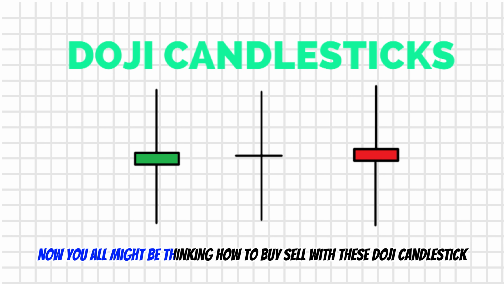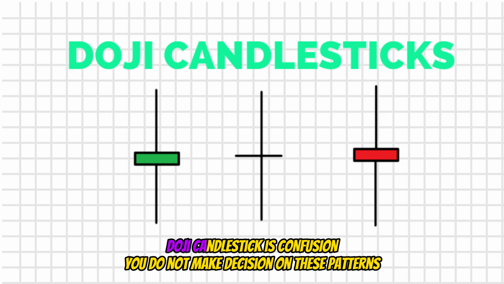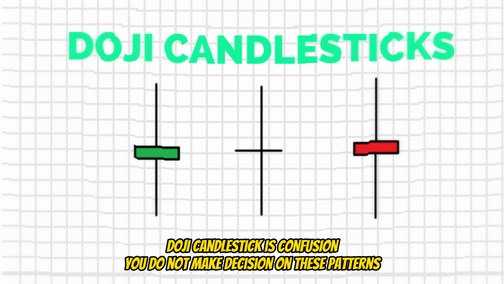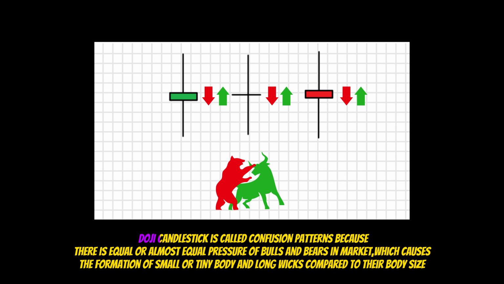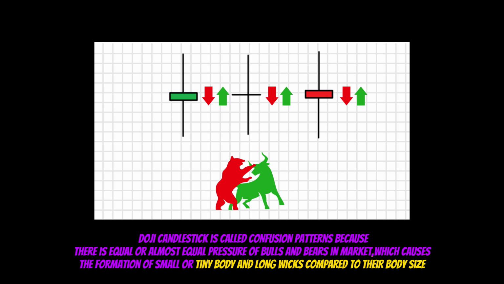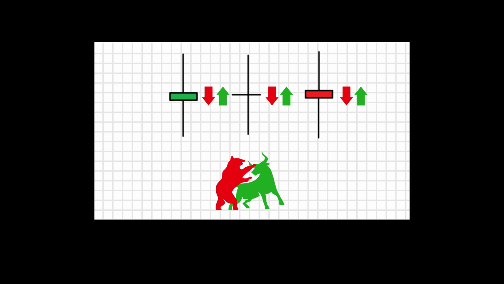Now, you all might be thinking how to buy or sell with these Doji candlesticks. Doji candlestick is confusion. You do not make decisions on these patterns. Doji candlestick is called confusion pattern because there is equal or almost equal pressure of bulls and bears in the market, which causes the formation of small or tiny body and long wicks compared to their body size.